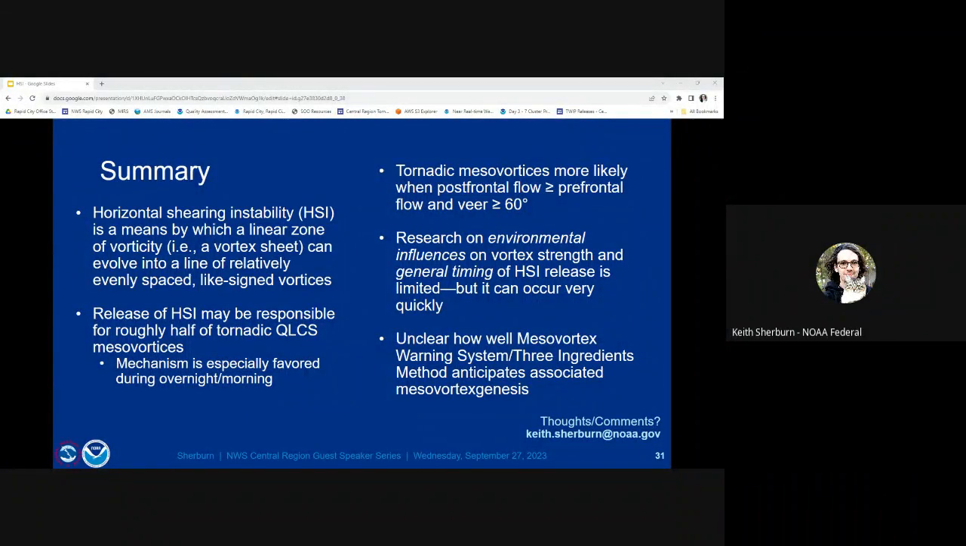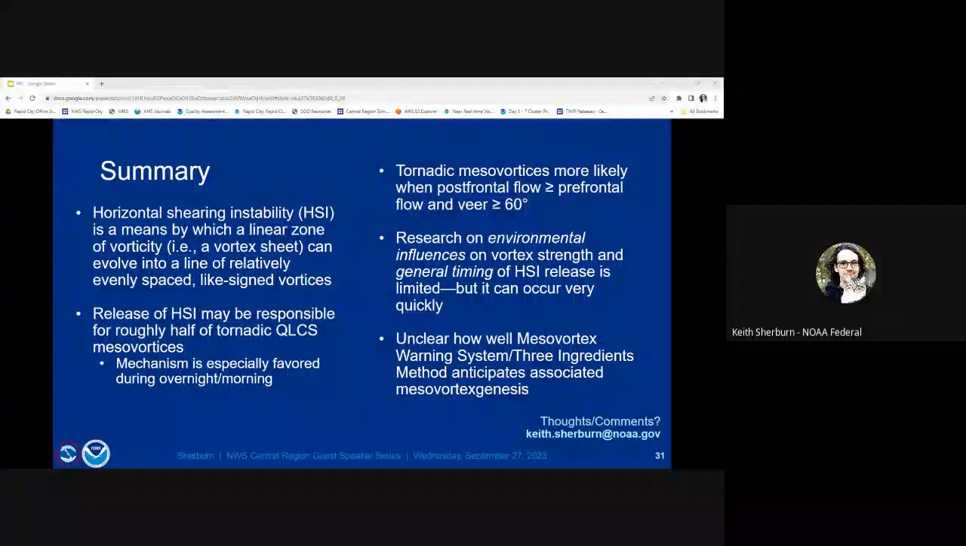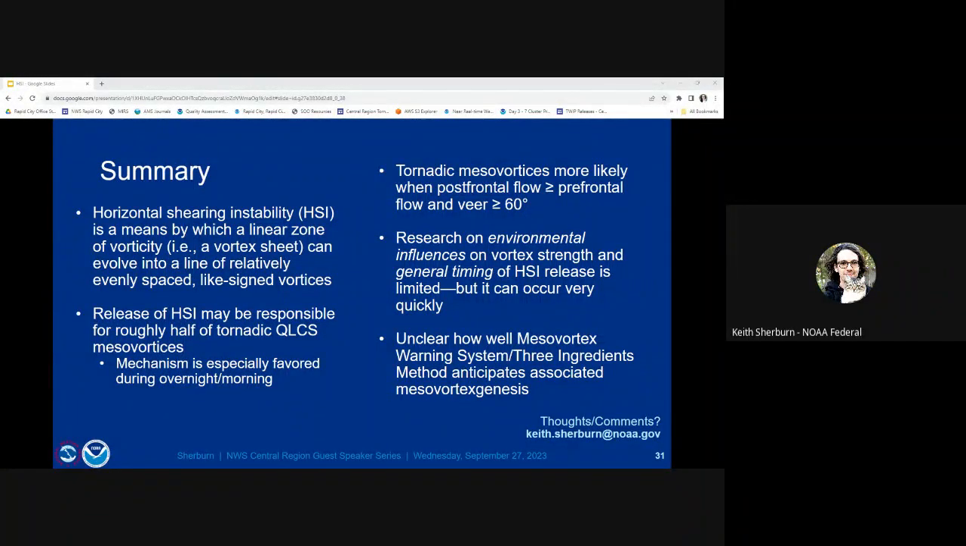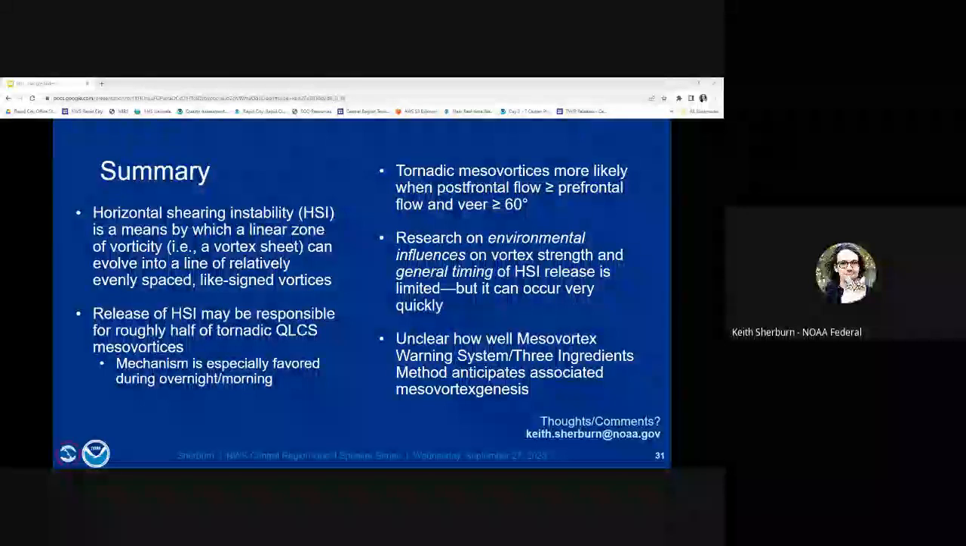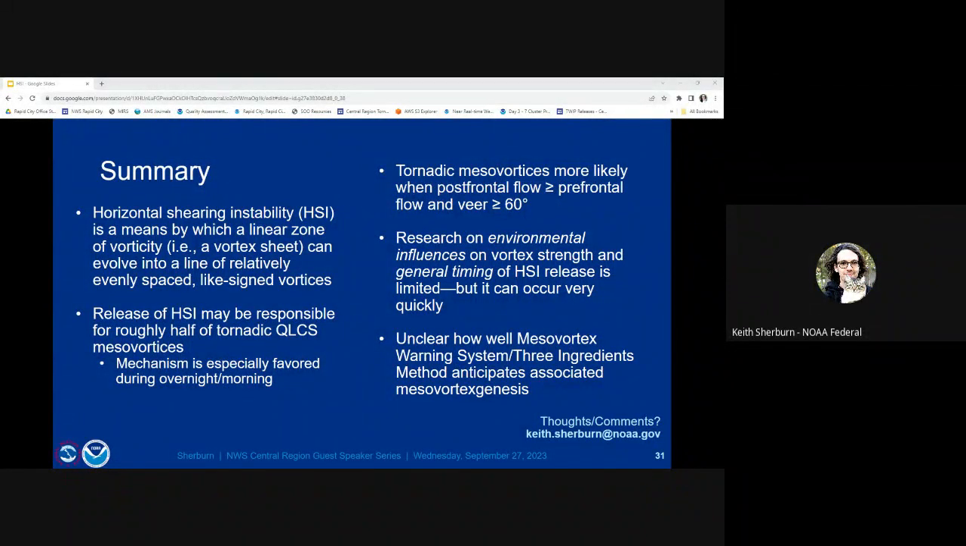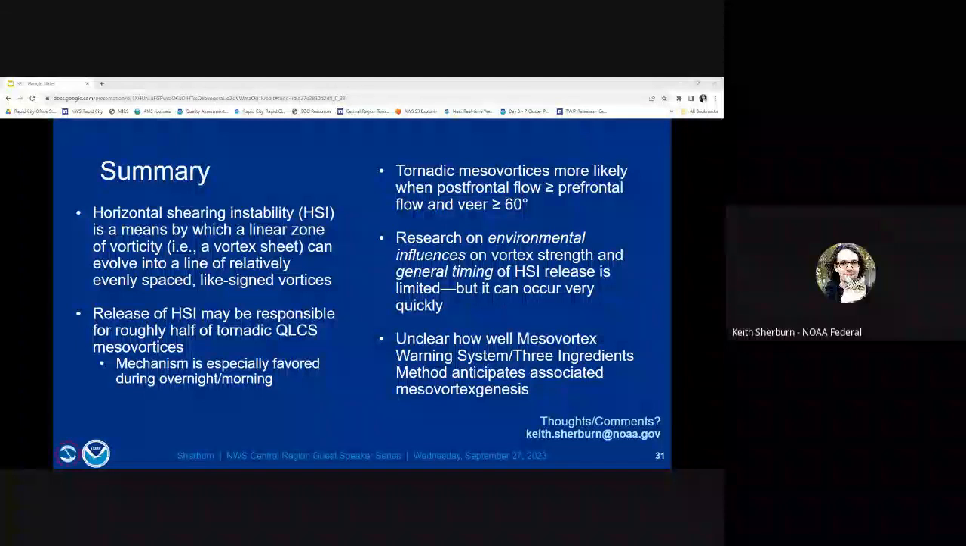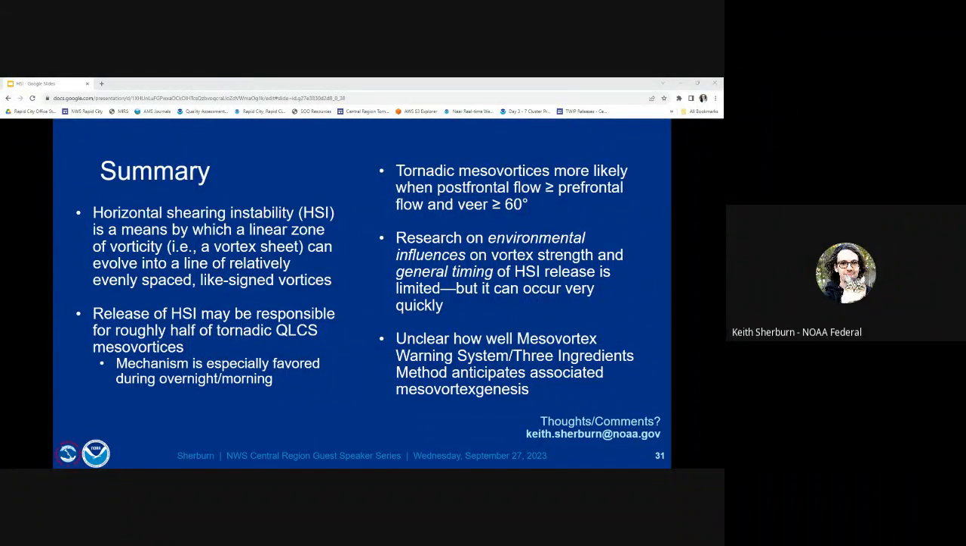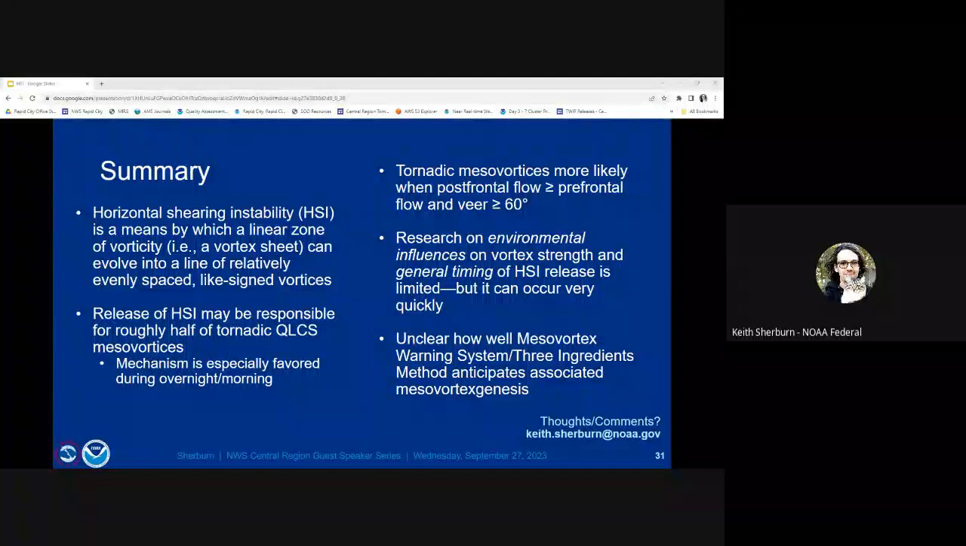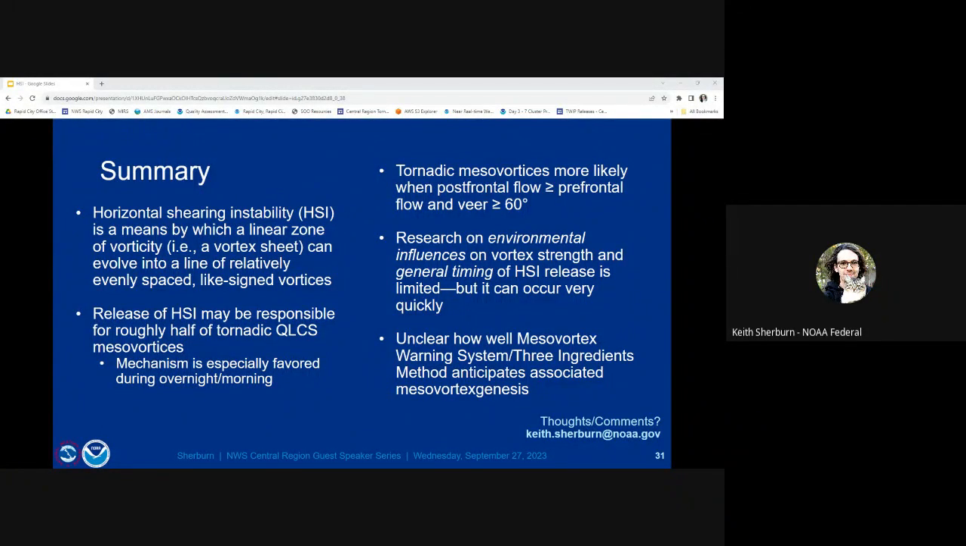The one thing to keep an eye on: if you have a very distinct, very strong shear axis, where you have strong veering flow as you go along the outflow boundary, and you start to see some waviness in what was previously just very straight flow along the leading edge of the line, I would start to be concerned about the potential for HSI release in that case. And these can be, as I noted throughout the presentation, tough to anticipate, and especially tough to warn on if you're being reactive, because in these cases you have several vortices that all develop relatively simultaneously along a segment of the line. It could be a long segment of the line or relatively short.